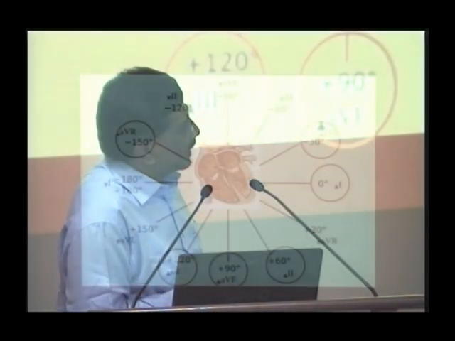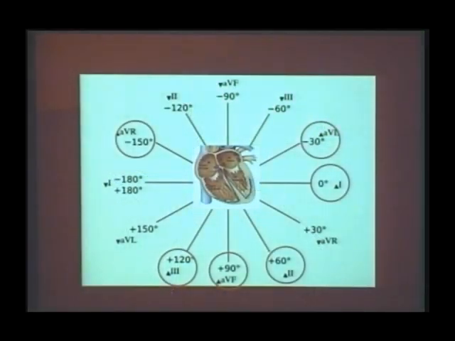Then, if the AVR is positive, then it is minus 150, indeterminate axis. None of these 5 leads will show the tallest positive QRS complex. So, the axis is minus 150.